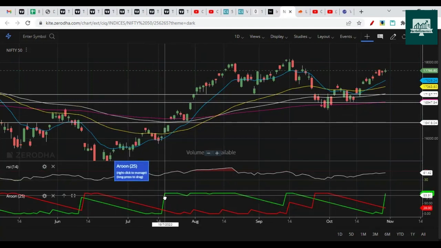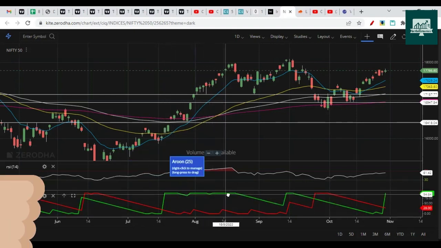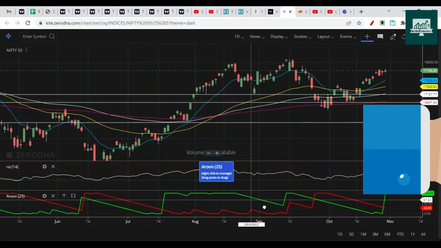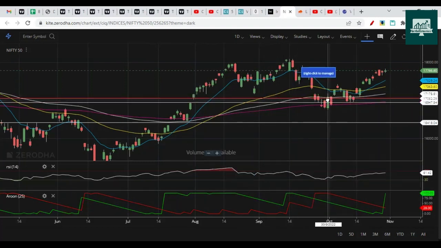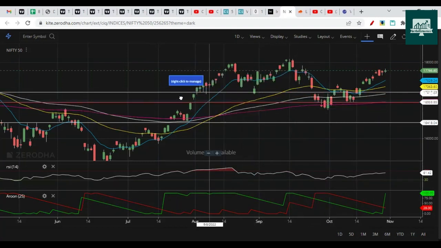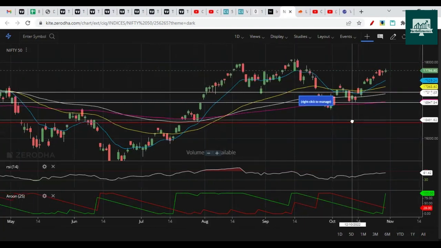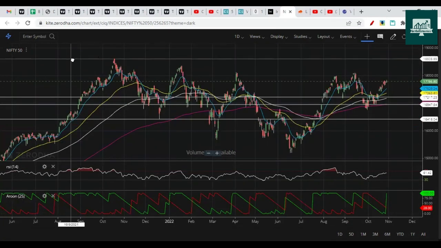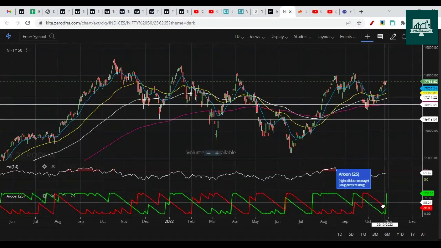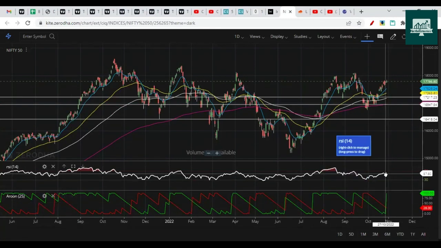If the green line is above 70 and the red line is below 30, this is considered an extremely bullish scenario. So this was happening here. We have to look at the next couple of sessions, whether Nifty is able to break 18,096 and if it can break, then 18,600. So the indicators are turning bullish.